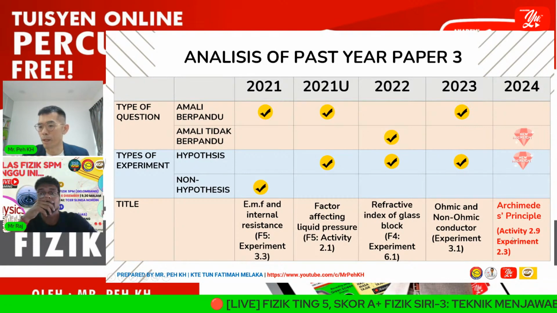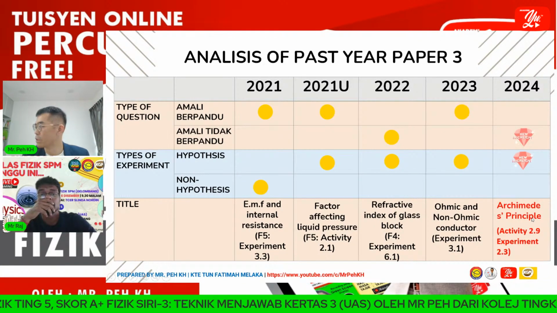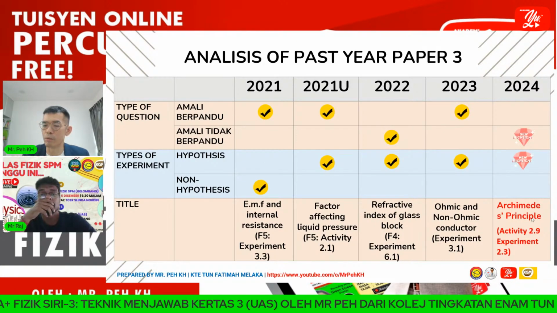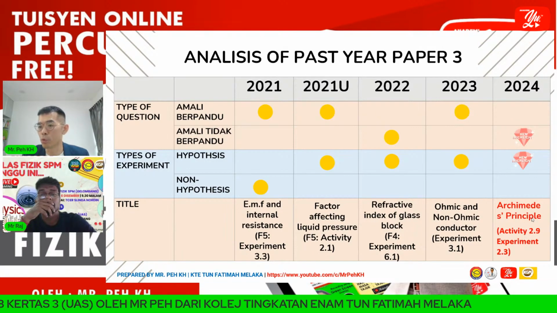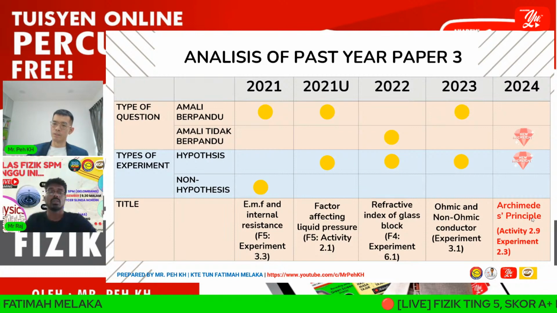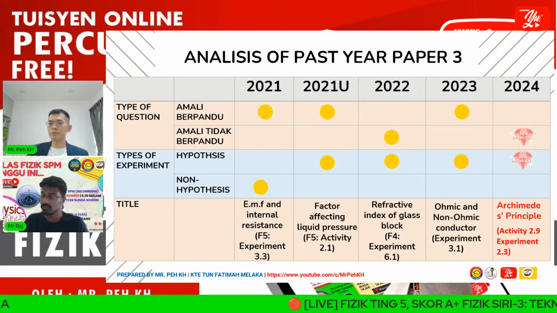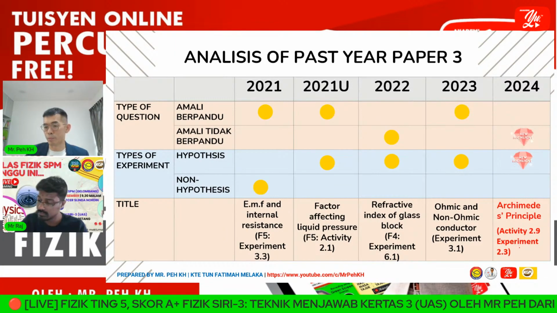Okay, and then the topic I chose here is Archimedes' principle. Archimedes' principle is a subtopic of the Form 5 syllabus, Chapter 2, section 2.5. The two questions I selected today are from Activity 2.9 and also Experiment 2.3.